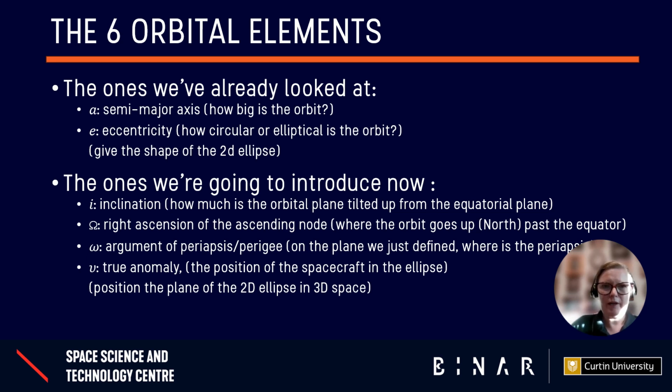And then we're going to talk about new elements, which will start to position our 2D orbits in 3D space. So the inclination is how much the orbital plane is tilted up from the equatorial plane. The right ascension of the ascending node is where the orbit goes up north past the equator. Then there's the argument of periapsis, or perigee: on the plane we've just defined, it tells us where the periapsis is. And the true anomaly, which is the position of the spacecraft in the ellipse. So all of these position our orbit and our spacecraft in 3D space. We'll look at this a little bit more in depth on the next slide.